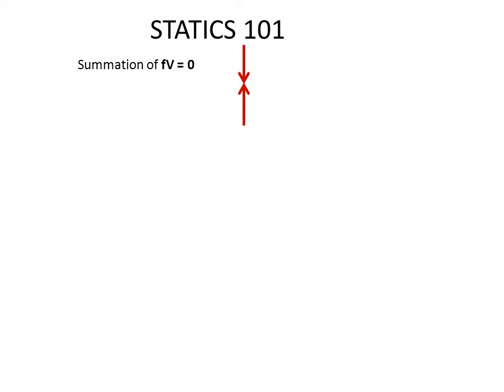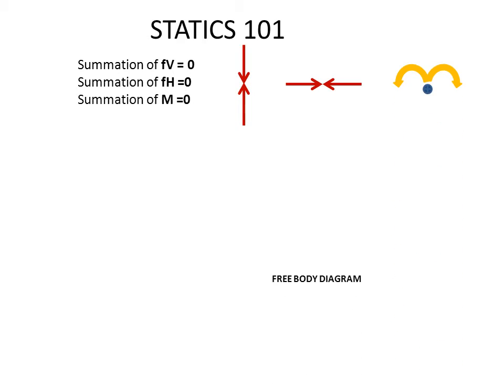First, the summation of forces vertical needs to equal zero. The object does not move up or down. The summation of forces horizontal needs to be zero. The object does not move left or right. And finally, the summation of moments about the center of the object needs to be zero so that the object does not continually rotate in one direction or the other. Let's draw a free body diagram to explore this concept a bit further.